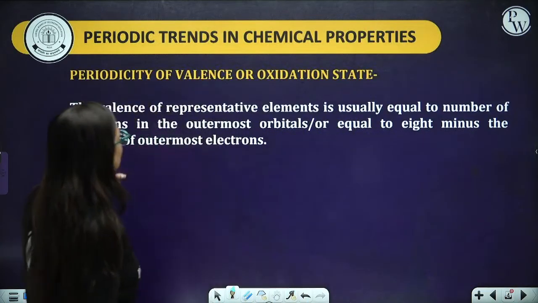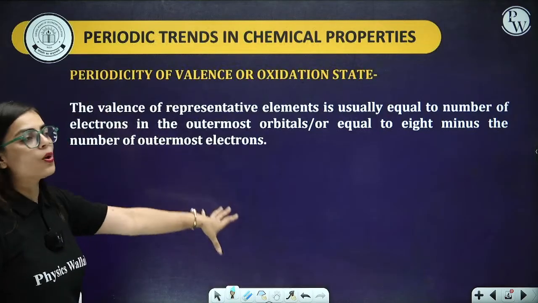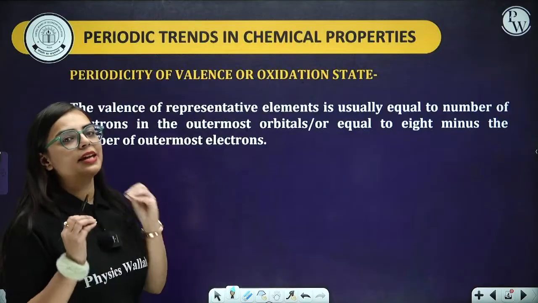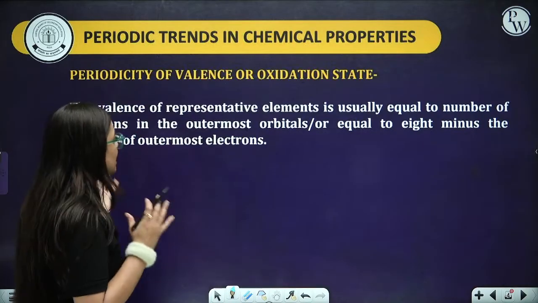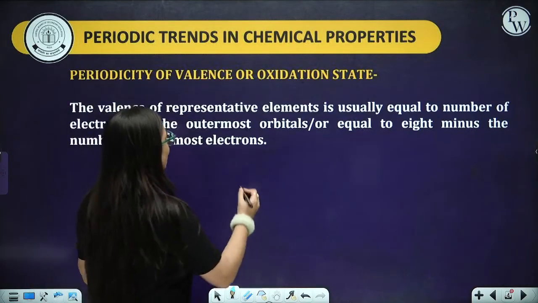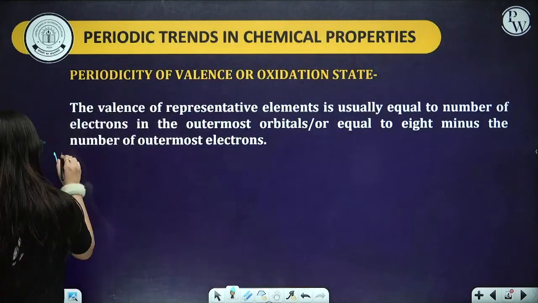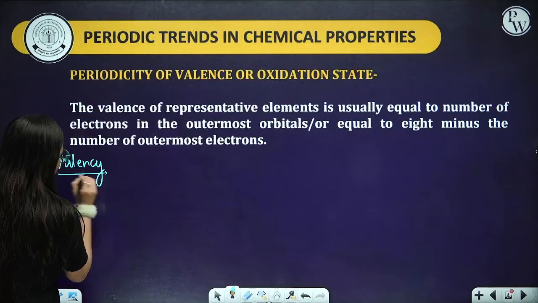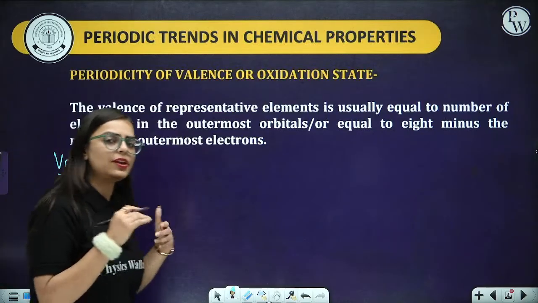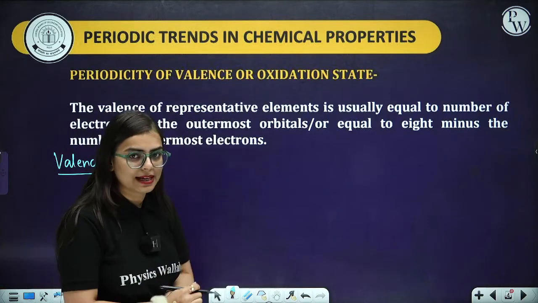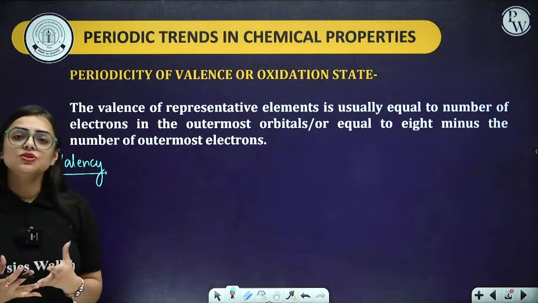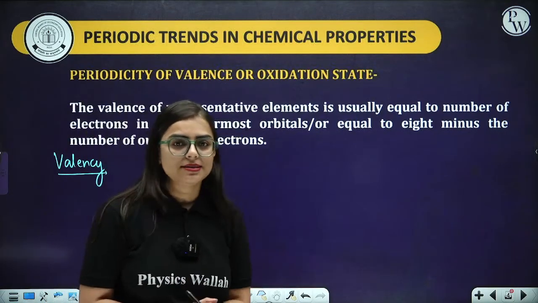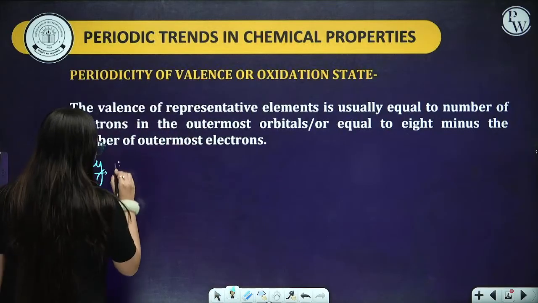It is periodicity of valence or oxidation state. Basically, it is periodic trends in chemical properties. Now, understand what exactly the valency is and what exactly the oxidation state is. First of all, we will understand this, and then we will be reading from the NCERT highlight as well. So, valency, students, is the combining capacity of any element.